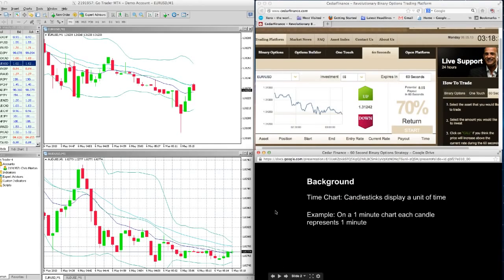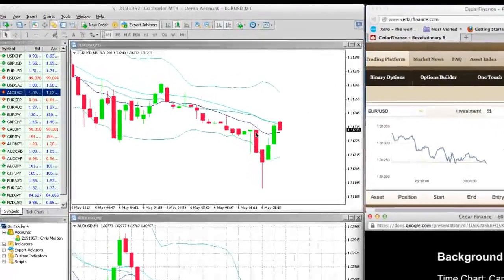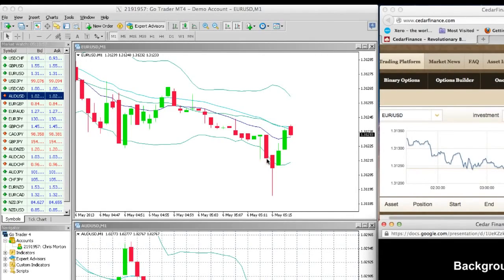Okay, so a bit of background is you need to know the time chart. The candlesticks need to be displaying a unit of time, and in this particular one we're trading 60 seconds, so each candle on these time charts is representing 1 minute of time. The red being a bearish movement and the green being a bullish movement.